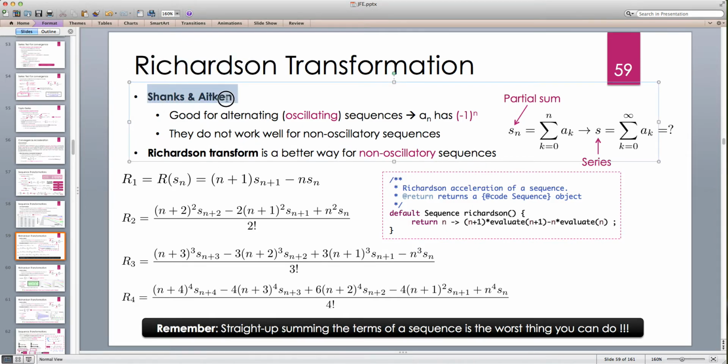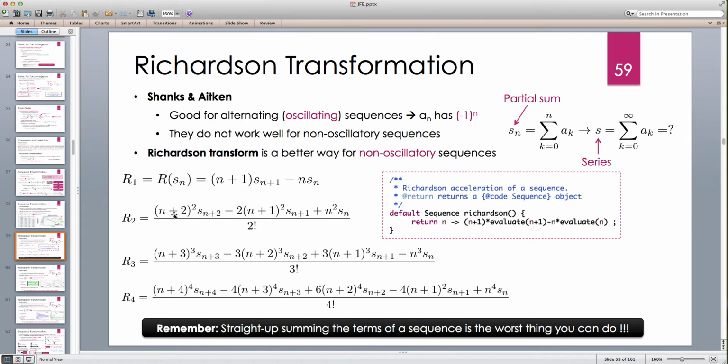So Shanks and Aitken are good for oscillating sequences, the sequences that have an alternating sign, but they do not work well for non-oscillatory sequences. For example, 1 over n squared, if you look at the series, that is sigma of 1 over n squared, no matter how many Shanks or Aitkens you apply, it doesn't really accelerate the convergence that much. But Richardson transform works very well for non-oscillatory sequences.